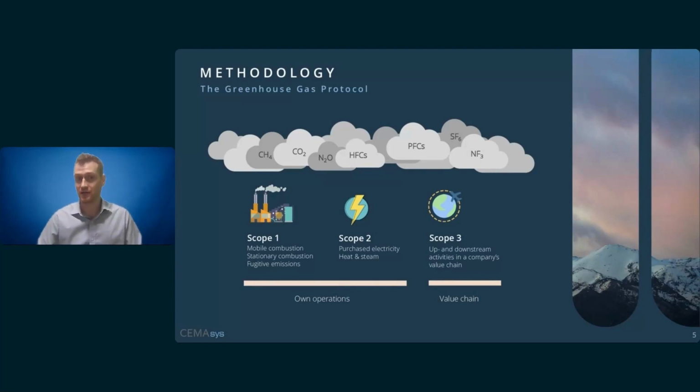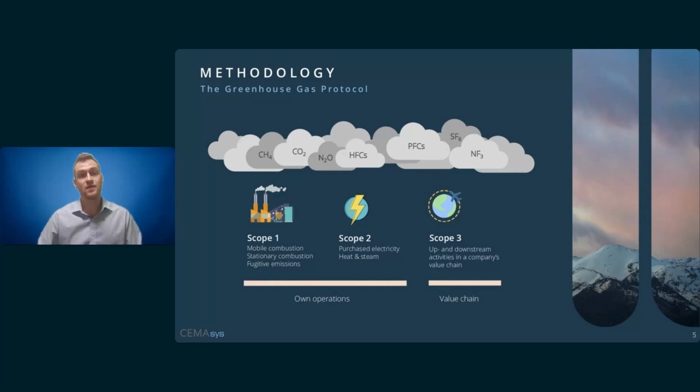Scope 1 being direct emissions, scope 2 indirect emissions from purchased energy, and scope 3 covers all other emissions from the entire value chain. We'll touch more on the specifics of the scopes in a bit, but this framework is really important because it has provided a very comprehensive standard to measure these emissions.